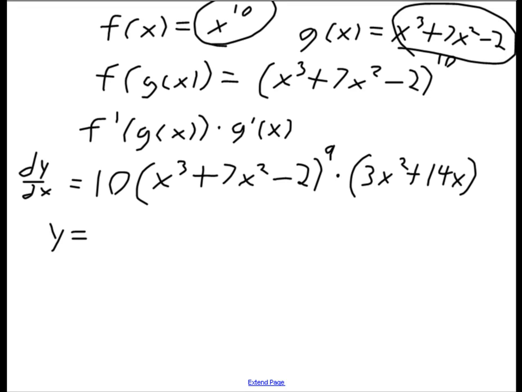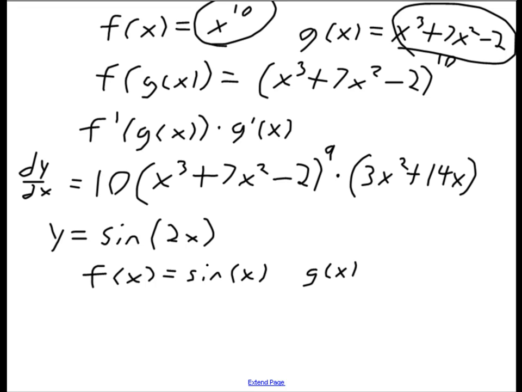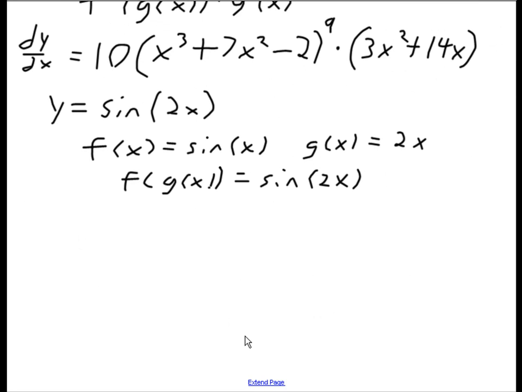Say we have y is equal to the sine of 2x. Now to take this derivative, this is a composite function when you think about it, because f of x is equal to the sine of x, and g of x is equal to 2x, which makes f of g of x the sine of 2x. So we can use the chain rule here to take our derivative.